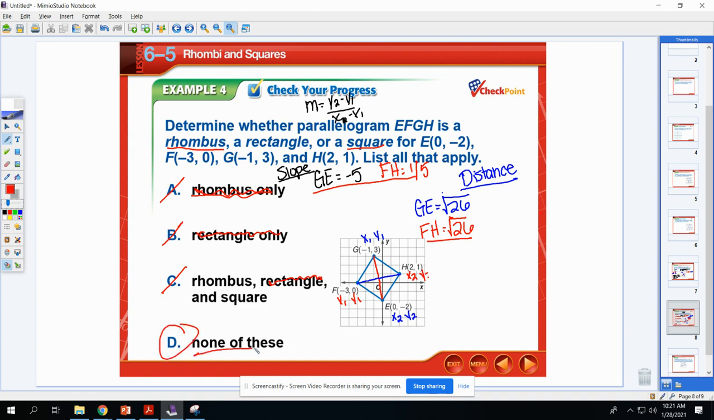It's actually going to be D. It's none of these options. This is a rhombus, and this is a square. So this would be none of them.